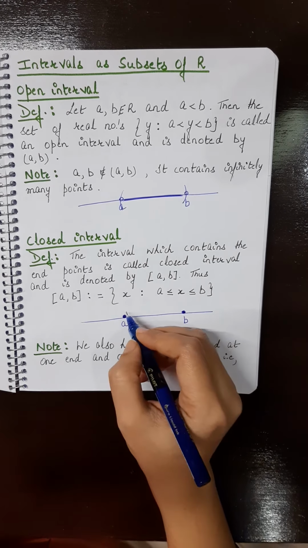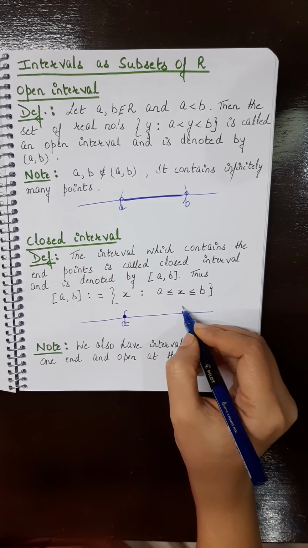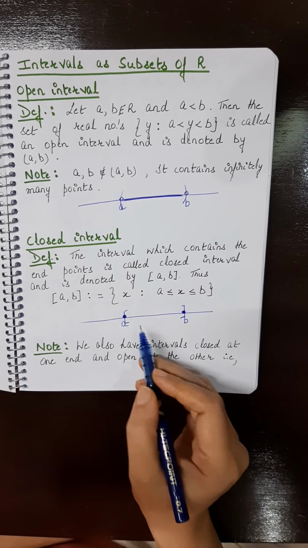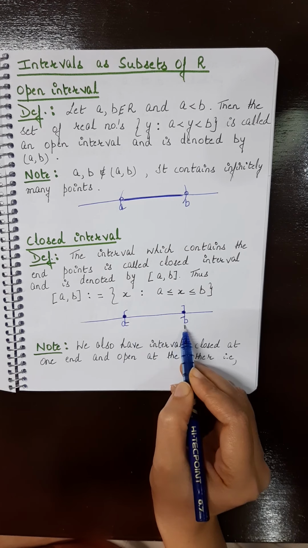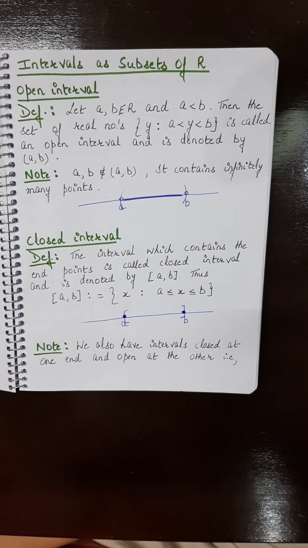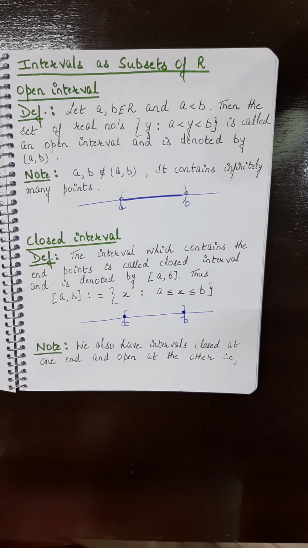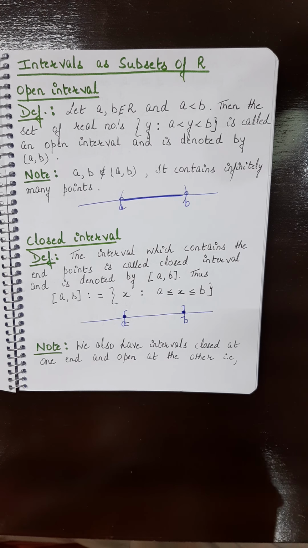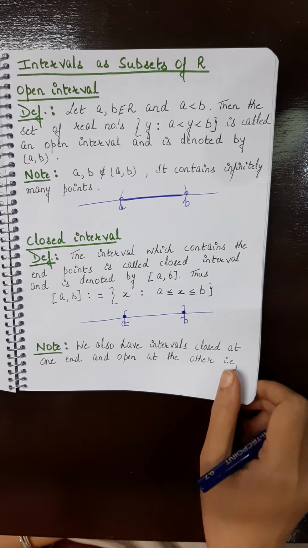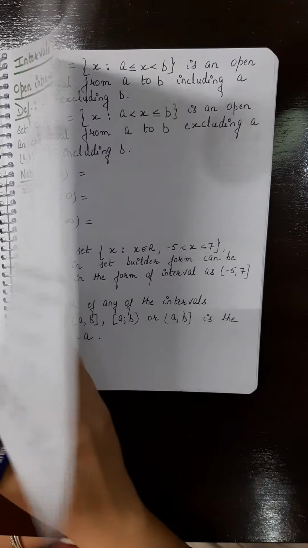So I will put a dot on A and B and I will put the square bracket. So all the real numbers including A and B, these are known as the endpoints. So this is the closed interval. Now we also have intervals which are closed at one endpoint and open at the other endpoint. So such intervals are known as semi-open or semi-closed. Semi means आधा, semi-open or semi-closed.